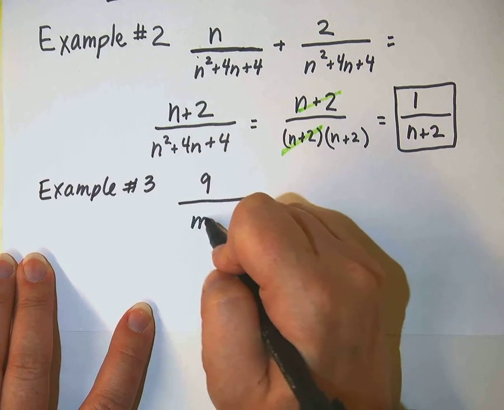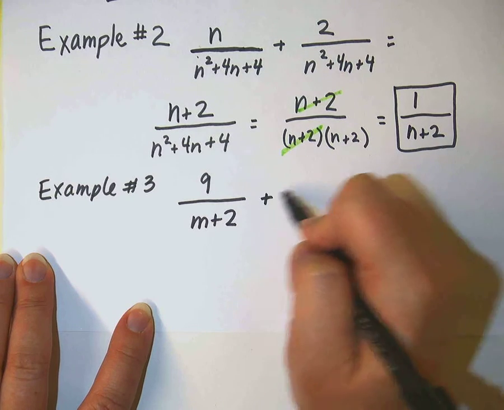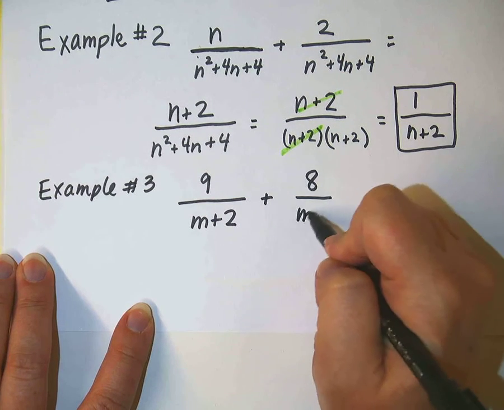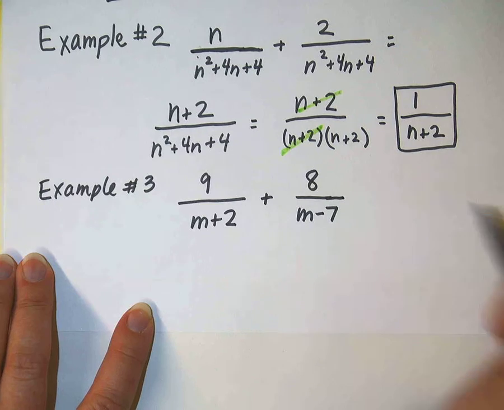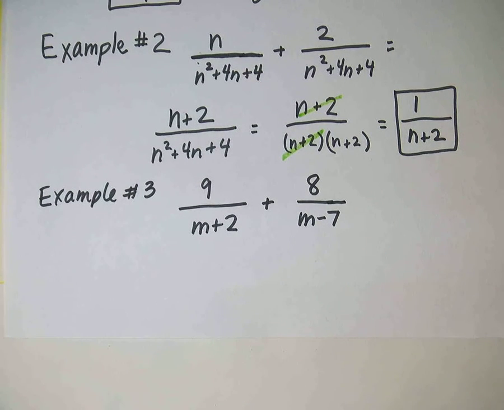Nine over m plus 2 plus 8 over m minus 7. We are still taking notes. It's not time to start talking, please.